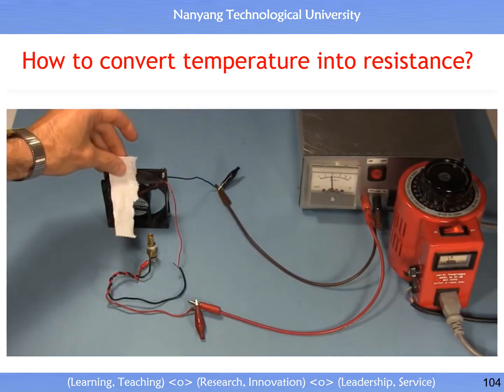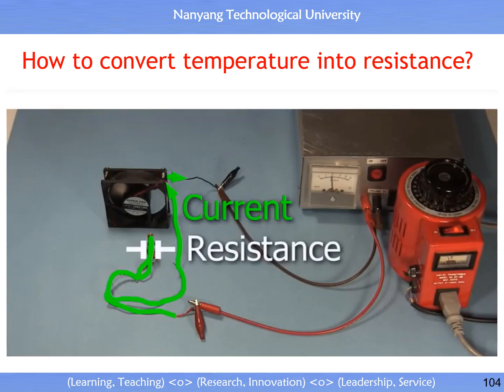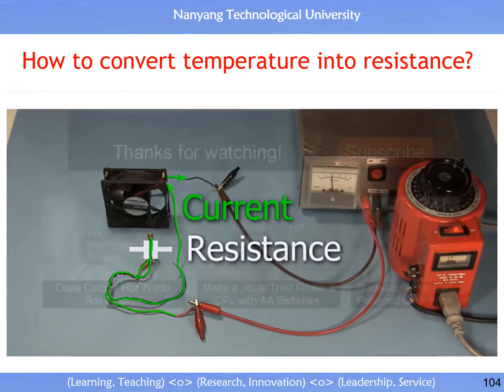Here I'm showing the airflow direction using this tissue paper. As the thermistor cools, its resistance increases, and that causes the current going through the fan to decrease. After a minute or so, the current is too low to keep the fan spinning, so it stops.